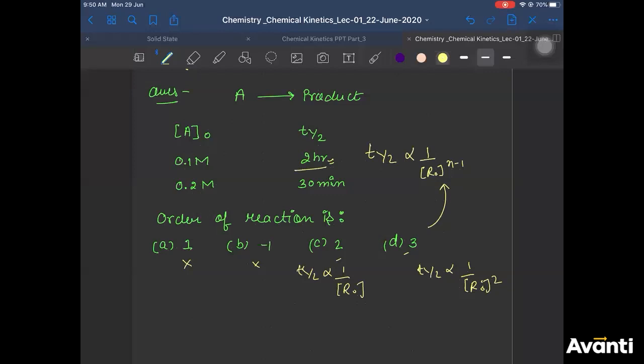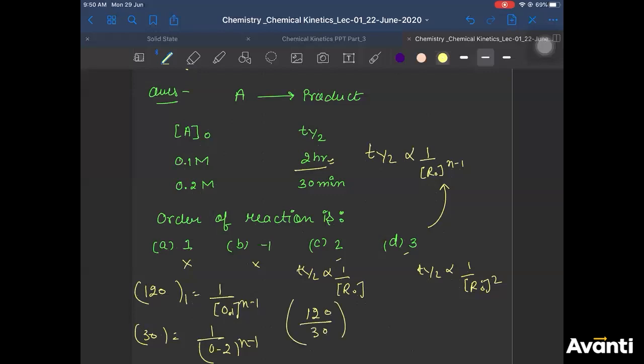So you can make 2 equations. What is your T half 1? Your T half 1 is 120 minutes. When 120 minutes is there, what is your initial concentration? 0.1. So 120 is equal to 1 by 0.1 power n minus 1. Then 30 is equal to 1 by 0.2 power n minus 1. Now you divide both the equations, you will get 120 by 30 is equal to 0.2 by 0.1 power n minus 1.